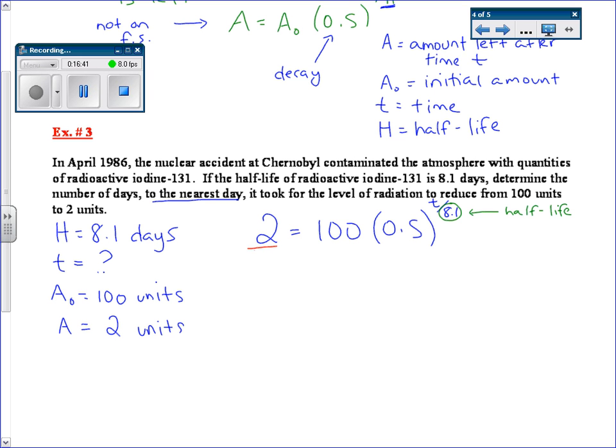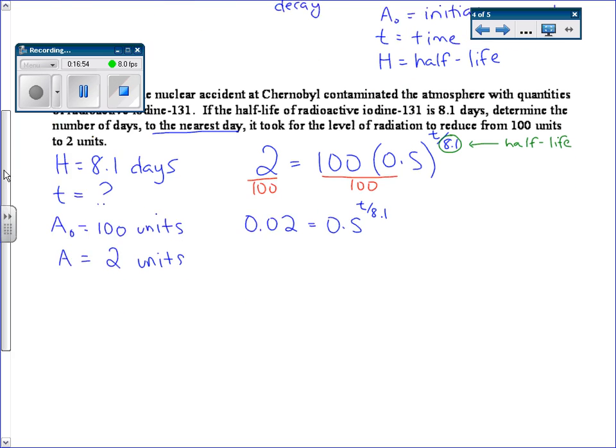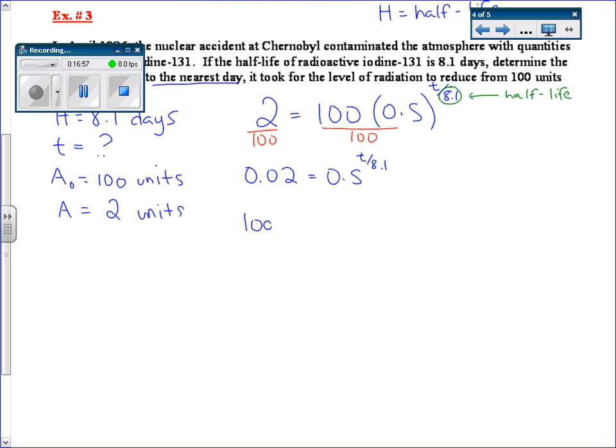So if we divide both sides by 100, then what we get here is 0.02 equals 0.5 to the power of t divided by 8.1. Converting to logarithmic form, we have log base 0.5 of 0.02 is equal to t divided by 8.1. This is similar to the one we just did, except that it's equal to a fraction now instead of just a single number. So log 0.02 divided by log 0.5 is equal to t divided by 8.1.